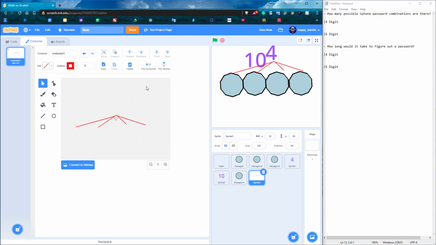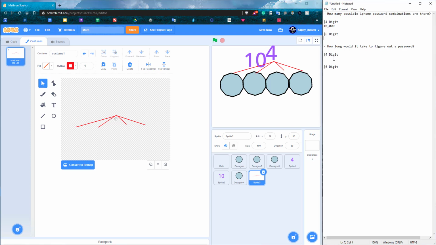Anyway, so 10 to the power 4, because there's 4 different digits that you can enter in. And so 10 times 10 is 100, times 10 is 1,000, times 10 is 10,000. So now we've answered our question up here. If you have a 4-digit passcode, how many possible iPhone password combinations are there? 10,000. Which is a lot of combinations, because that number can get really big really quick, especially with a 6-digit.